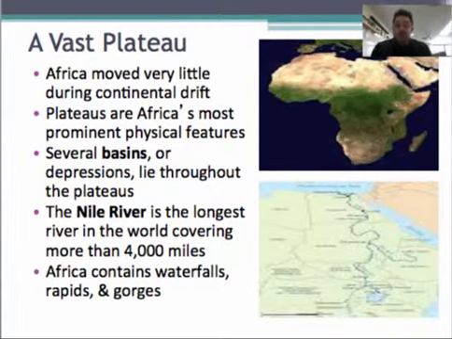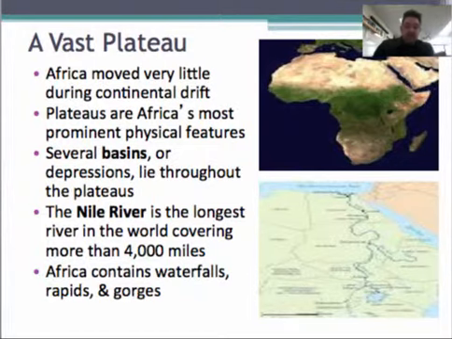A huge plateau covers most of Africa, and it rises inland from narrow lowlands along the coast. Except for the coasts of Mozambique and Somalia, much of the continent lies at least 1,000 feet above sea level. This plateau is Africa's most prominent physical feature, and as a result, geographers sometimes refer to Africa, the world's second largest continent, as the plateau continent.